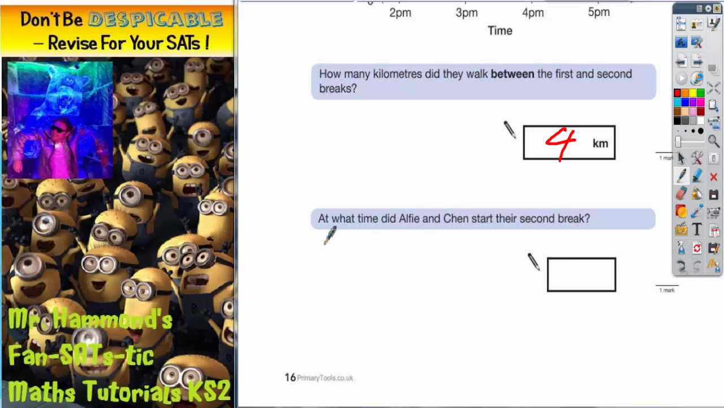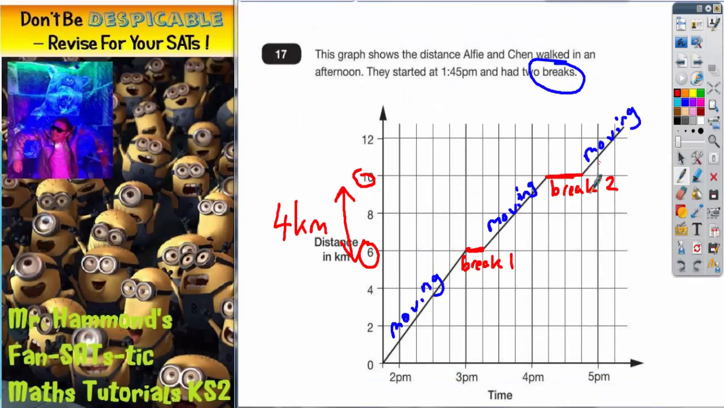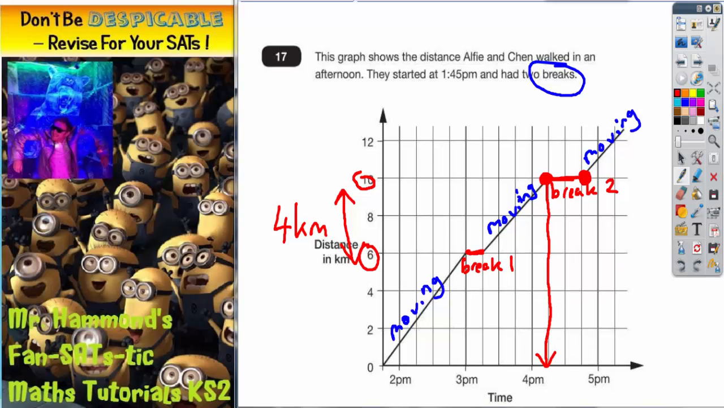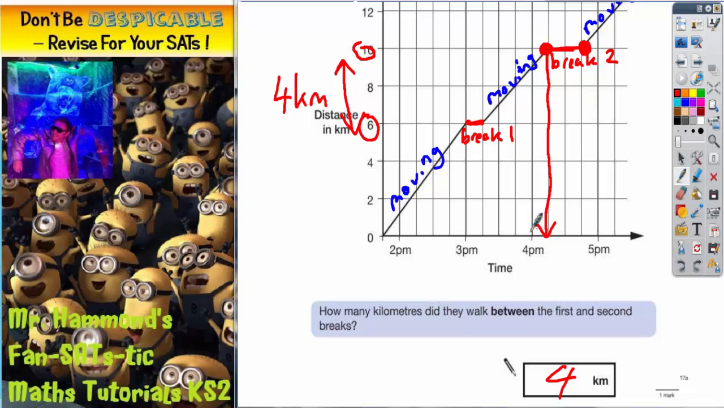The second question says, at what time did Alfie and Chen start their second break? Well, the second break's this one later on in the afternoon. This point here is the start of the second break. This point here is the end of the second break. Now it says what time does it start the second break, so we need to start from this point. So we follow it down, looking for the time, straight line down. Now what we can't do is just take the easy option and say that it's 4 o'clock because it's not. It's actually one gap after 4 o'clock.